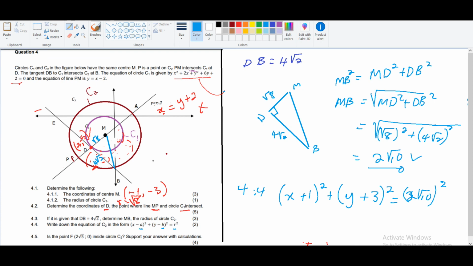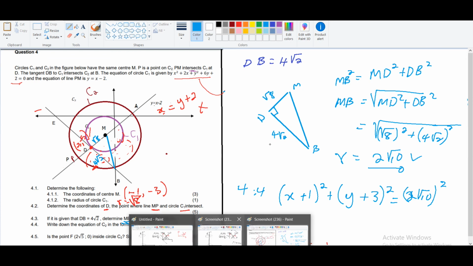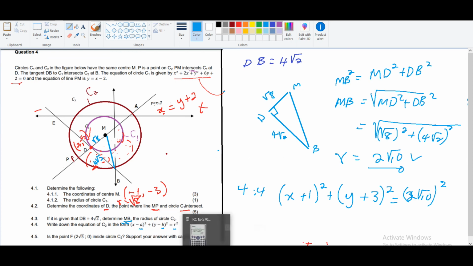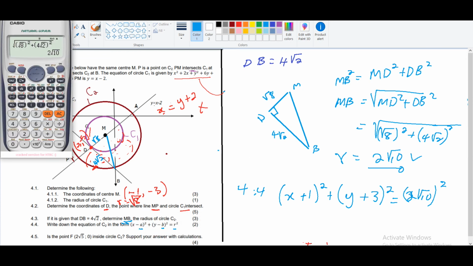Why do we say that it is 2 root 10 squared? Because this MP, remember they told you, MP is the radius. We calculated MP, so this is R, and the equation of a circle has R squared on this side. So this is R, and then you square it. Go borrow our favorite friend, our calculator, and use it to find the answer.